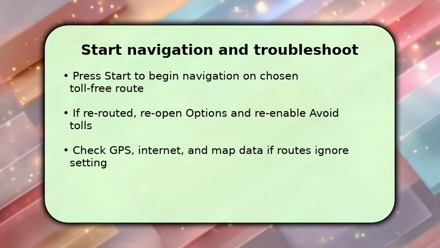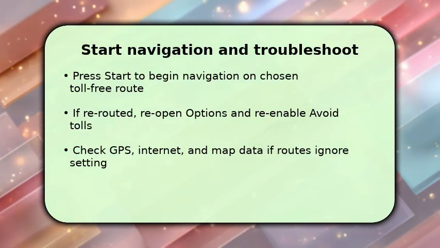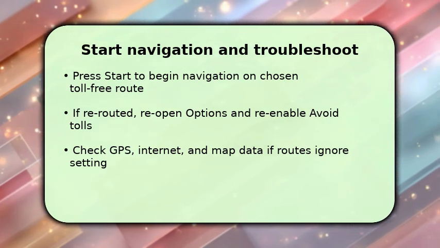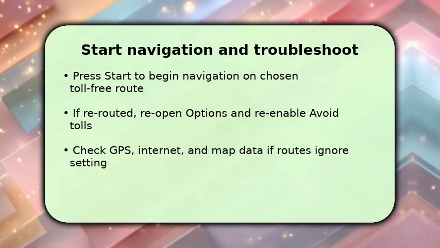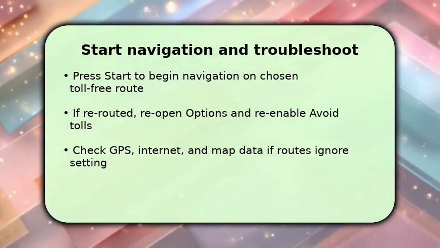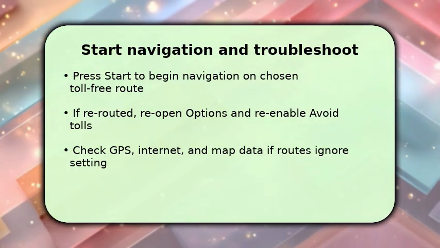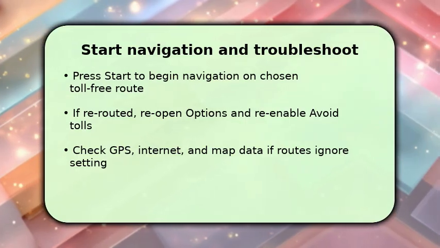You press Start to begin navigation on the chosen toll-free route and stay attentive during the first several turns. If Google reroutes you onto a tolled road, pull over safely and reopen options to re-enable Avoid Tolls. Sometimes the app relaxes preferences to save time.